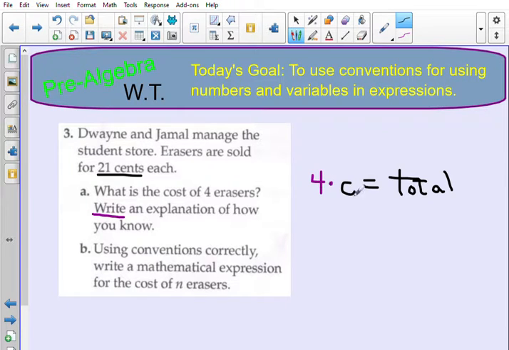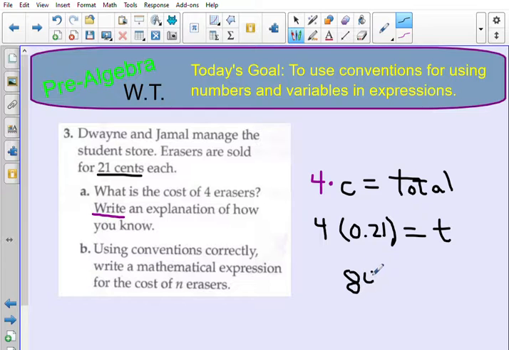This is an explanation. It's showing our work. So then we're going to have 4 times 21 cents. You have to be careful there when you multiply by 21 cents. It's not 21, it's 0.21. That is going to represent our total. Now you don't have to write total every single time. You could write it just as T instead of total. And then 4 times 21 equals 84 cents.